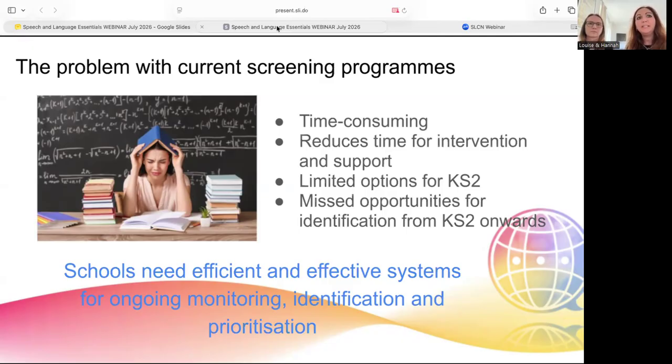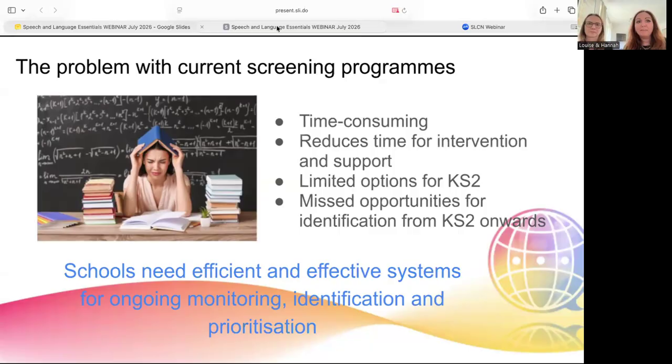Another challenge is that the most widely available screening tools are designed for children in early years or Key Stage 1. Once children move beyond reception and Key Stage 1, there are far fewer universal screening options available for identifying speech, language, and communication needs. This is where we most commonly begin to see children falling through the net.